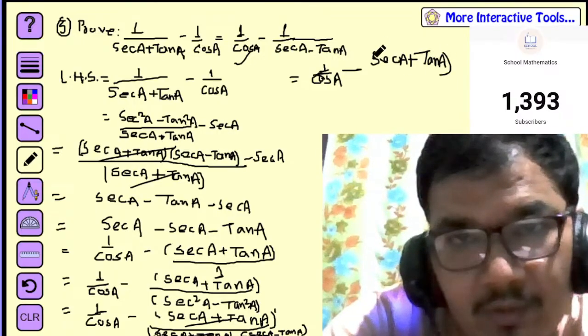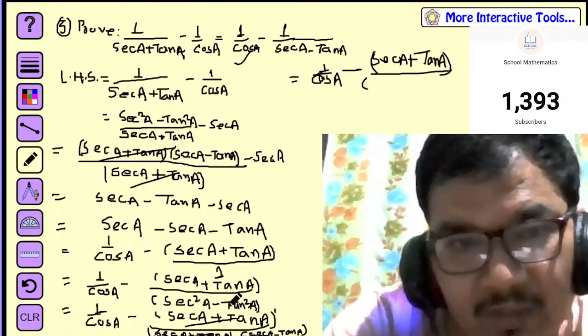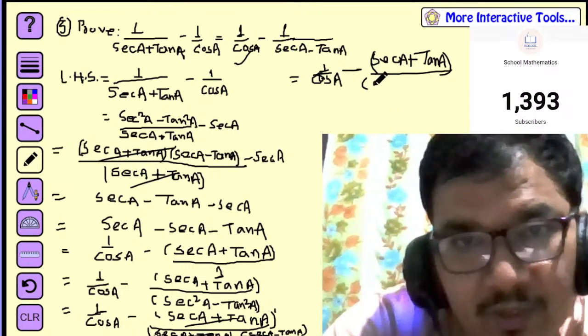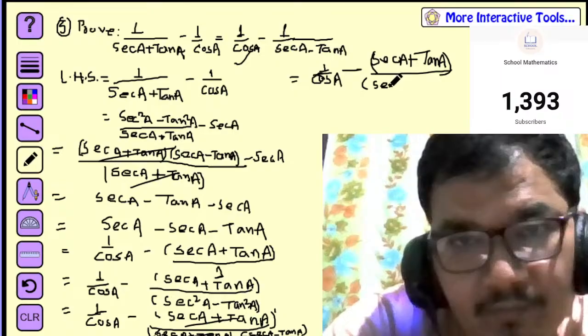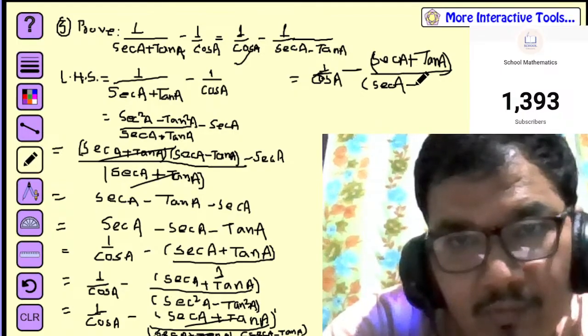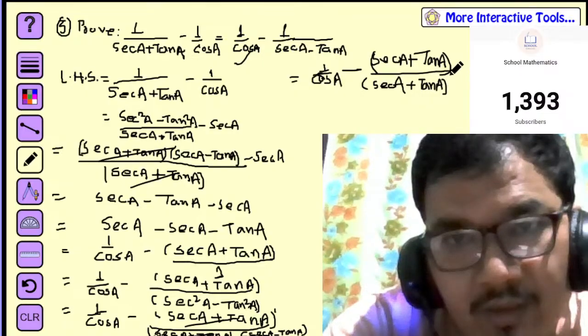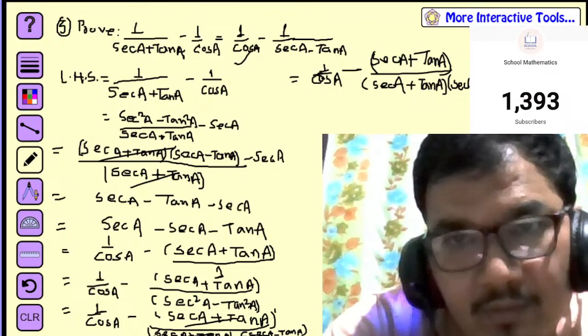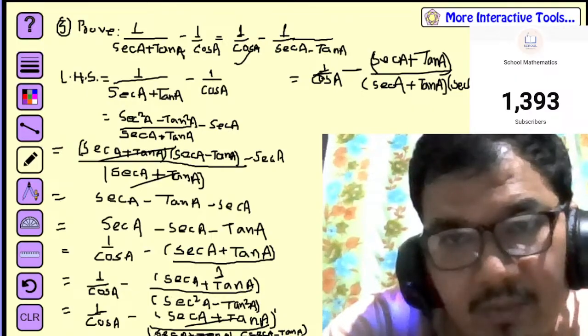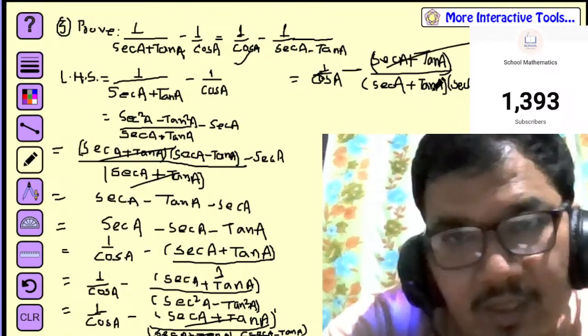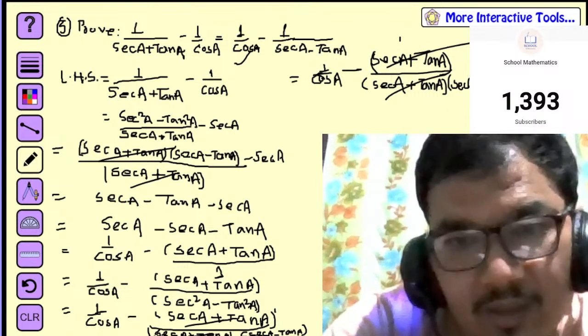And down also there were two factors. The first one was A plus B, that was the a square minus b square formula. First one was sec A plus tan A. Sec A plus tan A, right? This is sec A plus tan A, and the next one is sec A minus tan A. Sec A minus tan A. And then this and this cancel, plus plus, here is remaining 1.